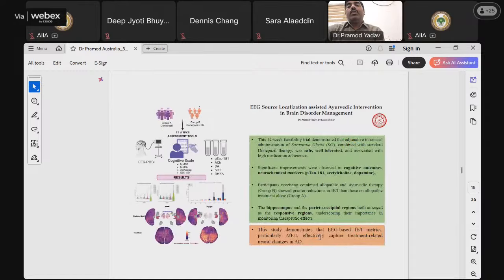The study demonstrated that EEG-based metrics, that is the E:I ratio, the functional excitation to inhibition ratio, effectively capture the treatment-related changes in Alzheimer's disease. So we were able to differentiate between the healthy volunteers, those with mild cognitive impairment, and the patients who have developed full-fledged dementia, as in cases of Alzheimer's. There also the drug proved to be effective, with significant improvements observed in the cognitive outcomes and neurochemical markers, and it was also reflected through EEG. Next, please.